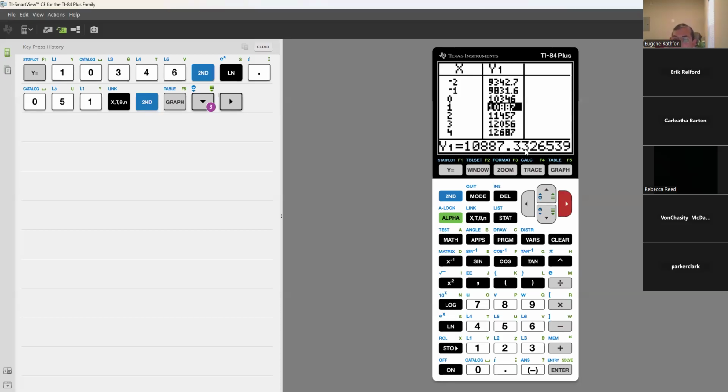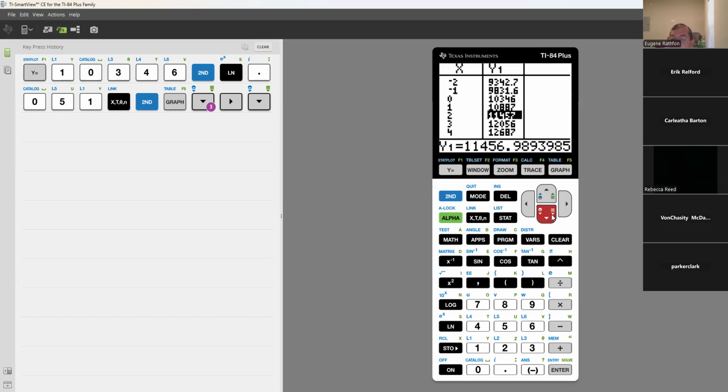Then it was for t equals 2. For t equals 2, I'm going to go down 1 in my y values. And see that 11,457 is rounding it to the nearest dollar. But when you look down here in the bar, y1 equals 11,456. Rounding that one to 2 decimal places, that's going to be a .99. All right, what was next? t equals 5.